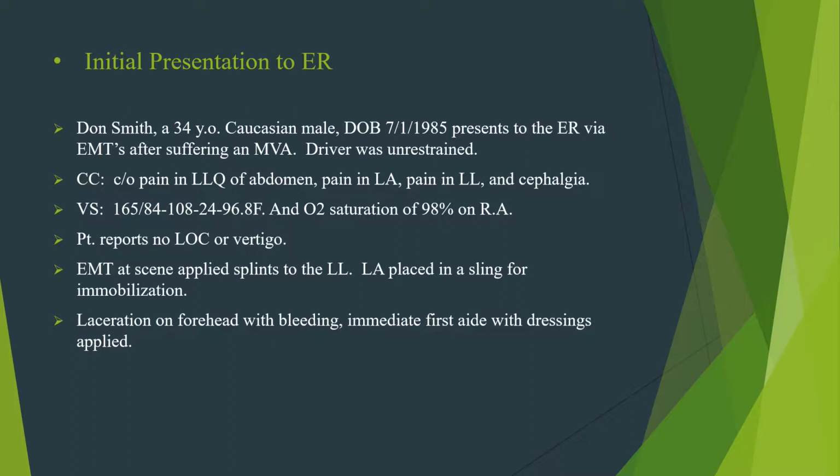He presented to the emergency room with a chief complaint of left lower quadrant pain in his abdomen, pain in his left arm, left leg, and he had head pain. His vital signs were essentially unremarkable except for mild tachycardia, mild tachypnea, and he was hypothermic, and the etiology for that hypothermia is unknown at the present time. He reports no level of consciousness or loss of consciousness changes and/or dizziness.